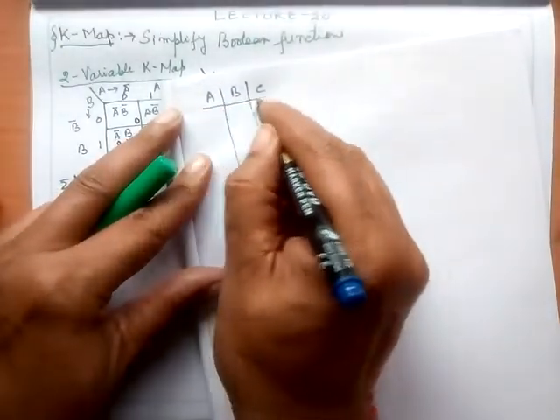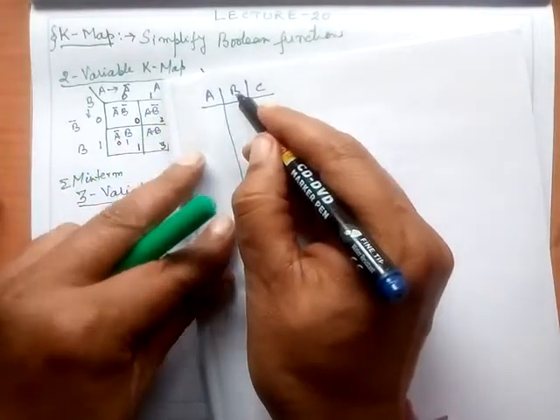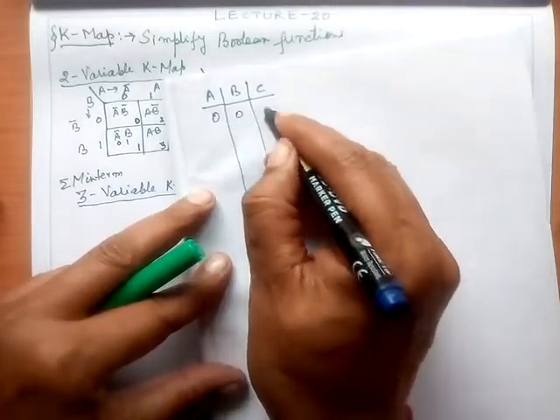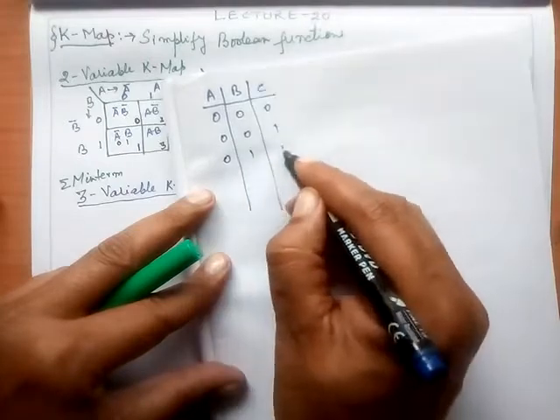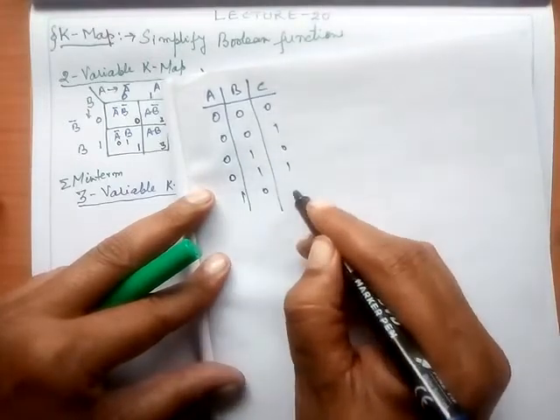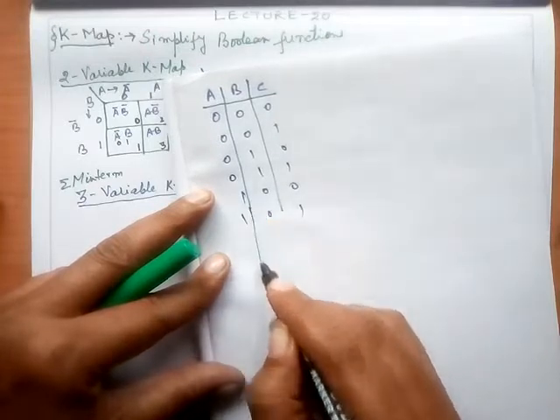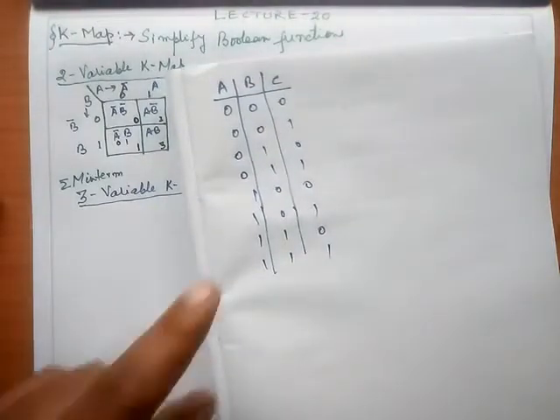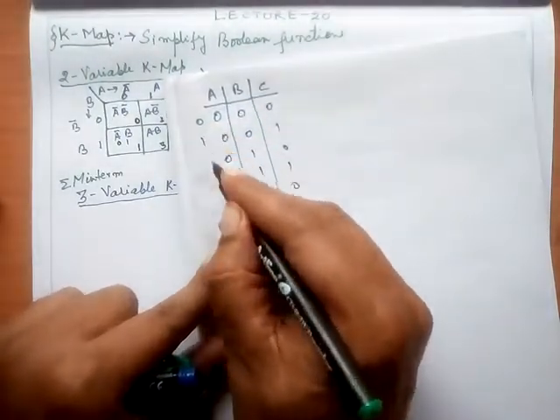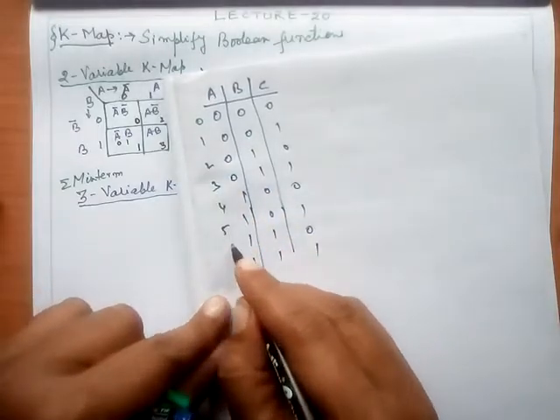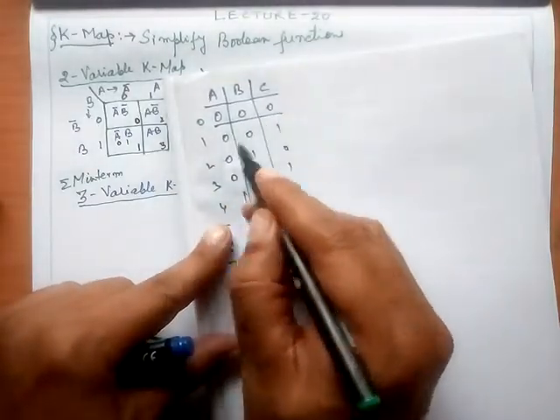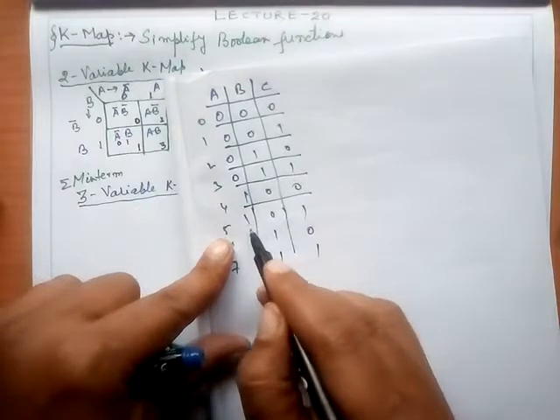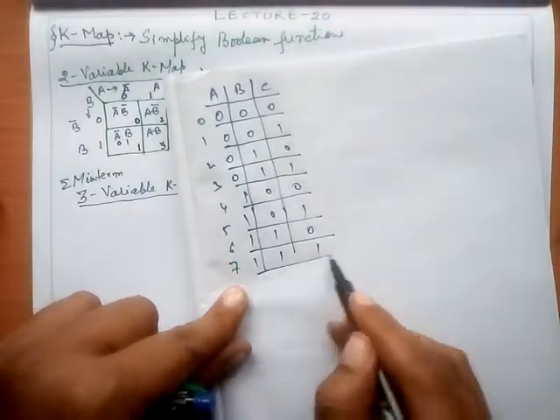The input possibilities are 8. That is, A can have value 0 or 1, B can have only values 0 and 1, C can have only values 0 and 1, and the combinations are 0 0 0, 0 0 1, 0 1 0, and so on, with decimal equivalents 3, 4, 5, 6 and 7. The decimal equivalent of 0, 0, 0 is 0. 0, 0, 1 is 1, 0, 1, 0 is 2, 0, 1, 1 is 3, 1, 0, 0 is 4, 1, 0, 1 is 5, 1, 1, 0 is 6 and 1, 1, 1 is 7.